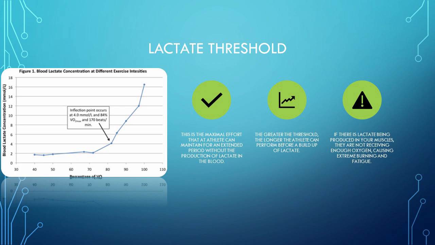Lactate threshold. This is the maximum effort that an athlete can maintain for an extended period without the buildup of lactate in the blood. The greater the threshold, the longer the athlete can perform before a buildup of lactate. If there is lactate being produced in the muscles, they are not receiving enough oxygen, causing extreme burning and fatigue.